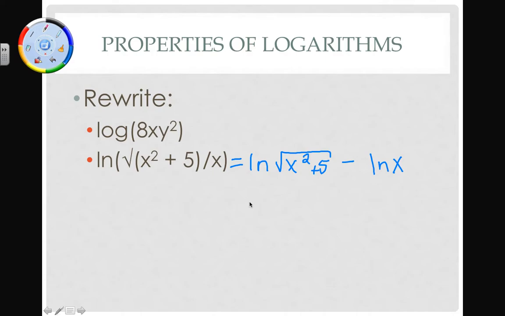But again, that's not done, because the square root is actually an exponent, so I want to get rid of that square root as well. I'm going to move this out and use the power rule. The power rule says this is a half exponent, so I'm going to bring the half in front of the natural log of x squared plus 5, minus the natural log of x. And that's it. You can't do anything else.